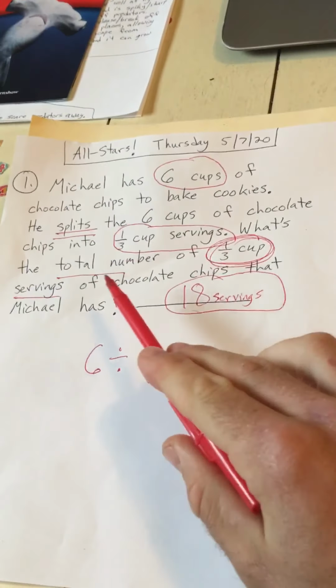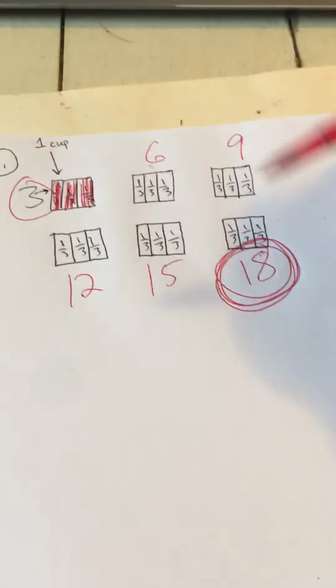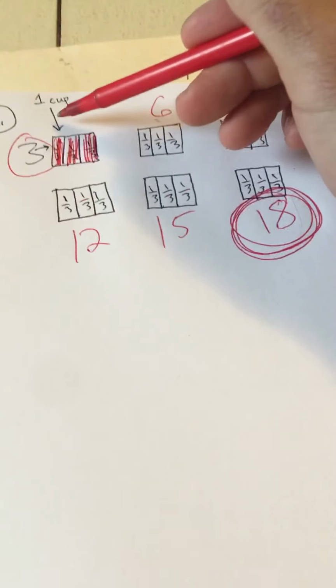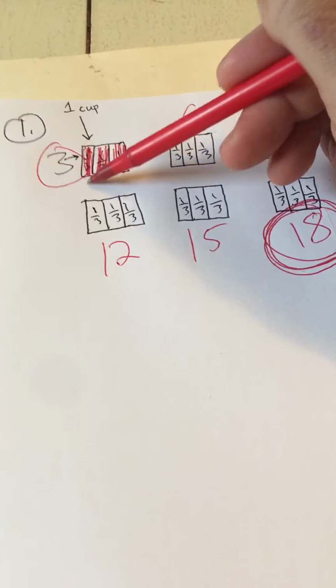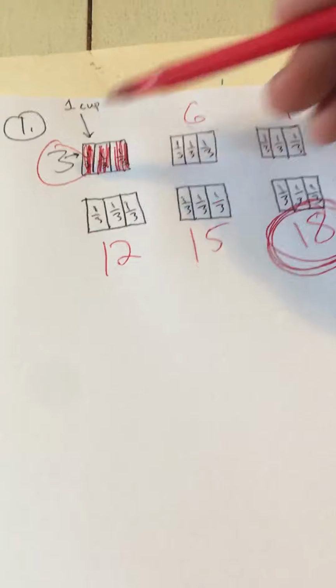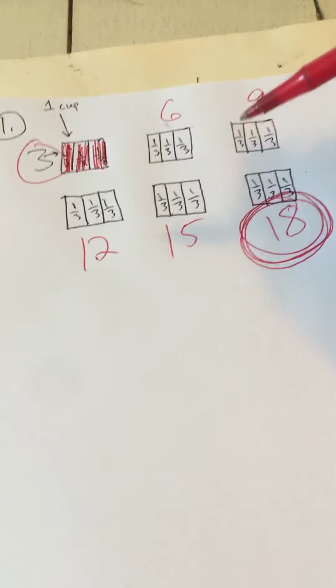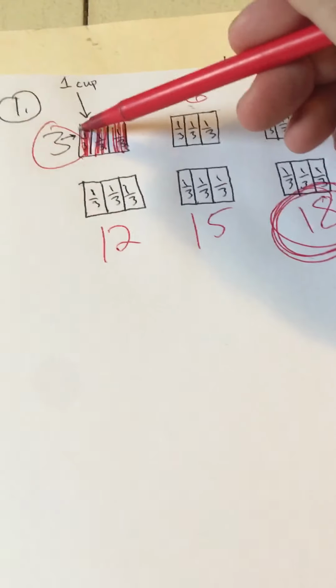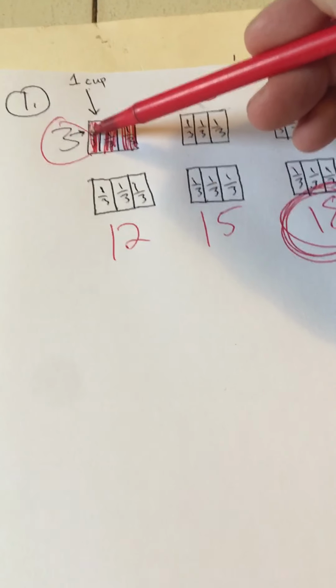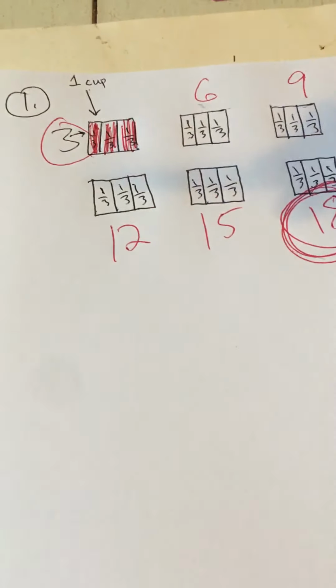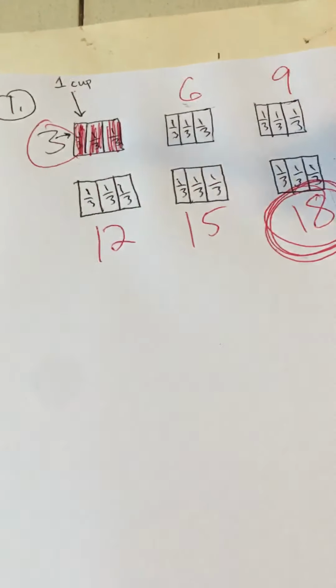And that's what we were finding, the total number of 1/3 cup servings, right? So it's not 18 thirds, it's 18 servings, because each serving is 1/3. So 18 thirds would be the full 6 cups. Yes, there are 18 thirds in 6 cups, but that's not what it's asking. It's asking how many servings that are 1/3 of a cup each. So there's 3 of them in each whole. There's 3 of those servings here. 6, 9, 12, 15, and 18 is the answer.